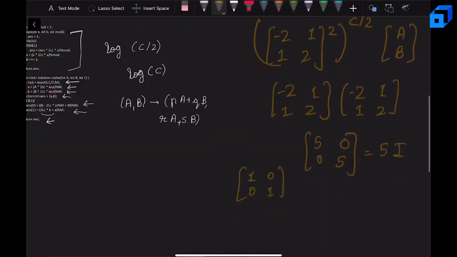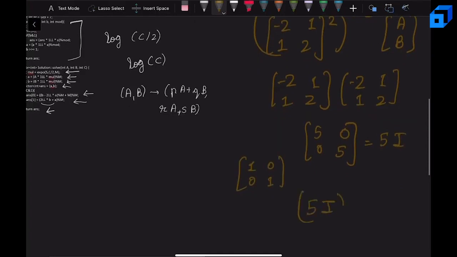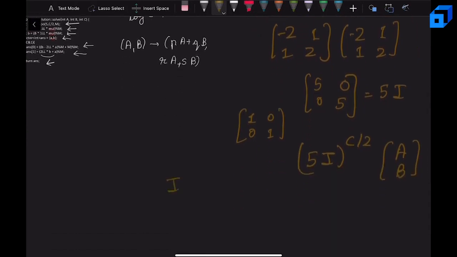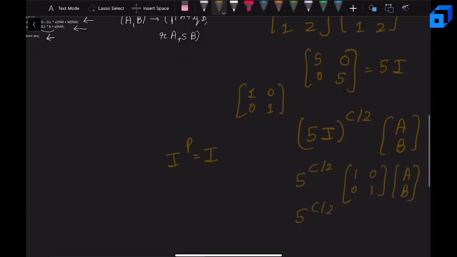So we can say that this is 5I raised to C by 2 times A, B, because this square is 5I. And we know that I raised to any power is equal to I, because I is the identity matrix. So we can write it as 5 raised to C by 2 times I, and we know that I is 1, 0, 0, 1, times A, B. So the final value will be 5 raised to C by 2 times A, B. So that's the proof of why the values become 5 raised to C by 2 times A and 5 raised to C by 2 times B. So you could either do it using matrix exponentiation or observe the pattern in this problem.